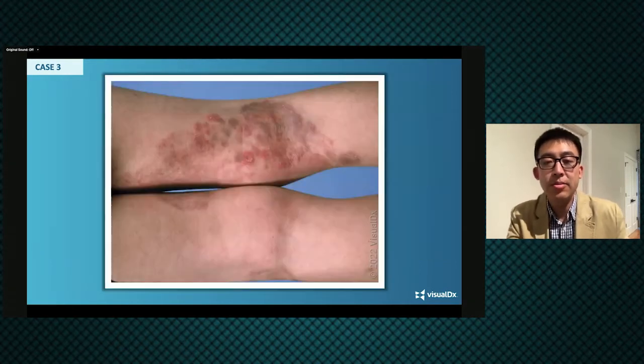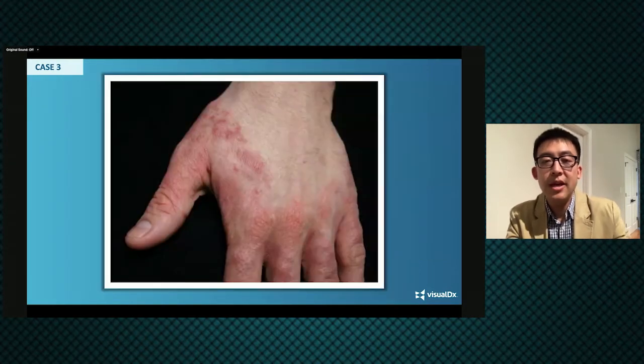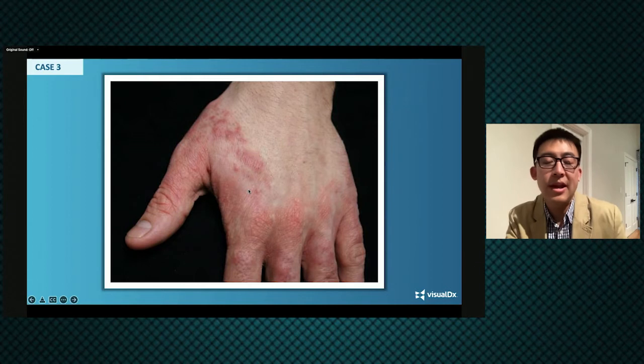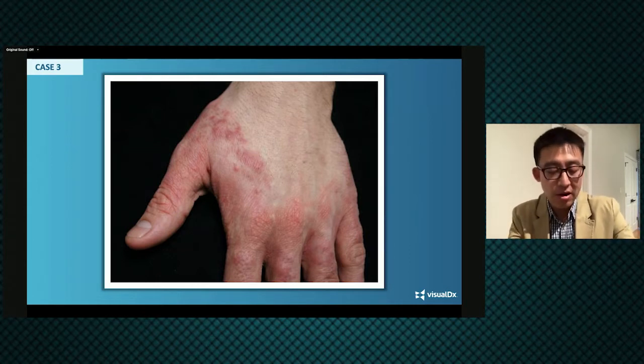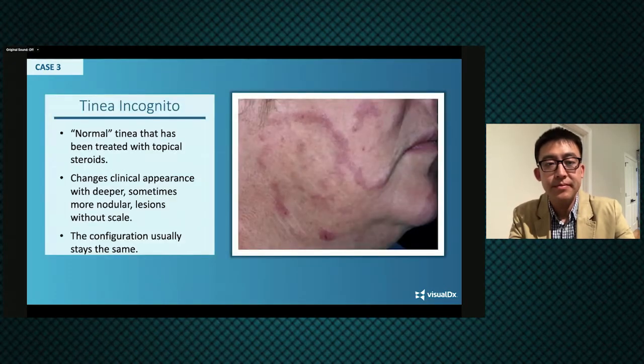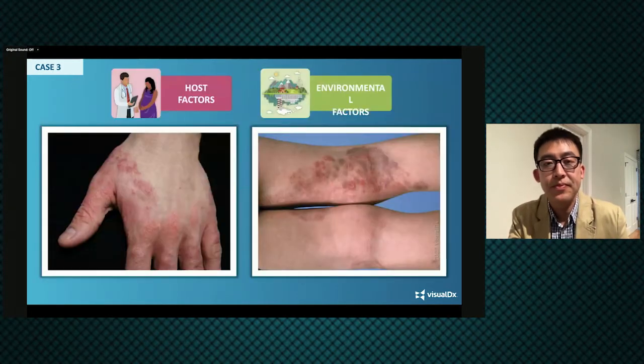And if we go back to the original example, if you look at it and maybe squint, you can make out that it's a little bit annular as well. But it's important always to have a high index of suspicion, especially for fungal processes, because this has tricked many a dermatologist. And it's important to think about how things might change after we've had our chance at treating them. And like I mentioned, the configuration usually stays the same.